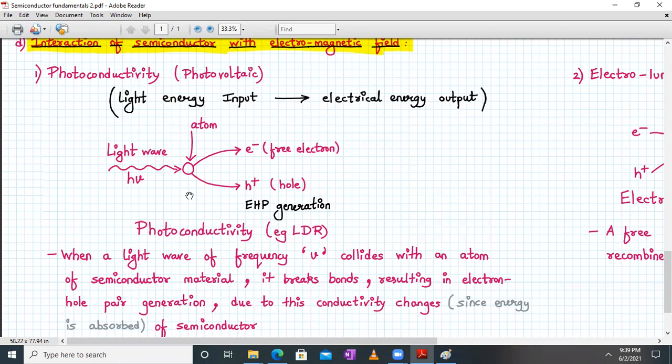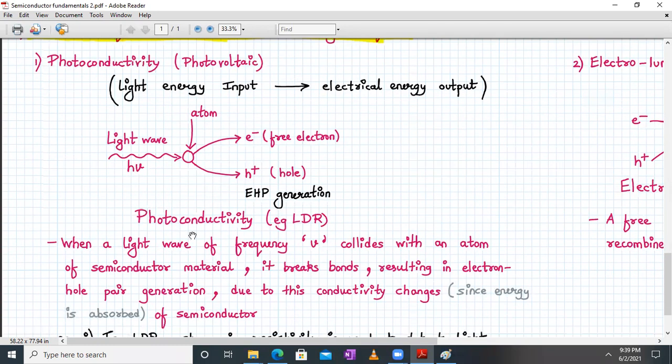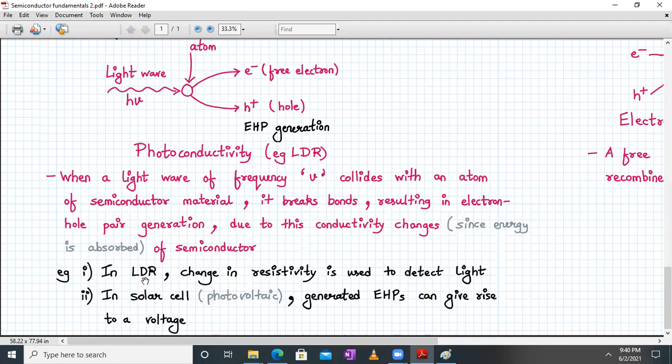Whenever a light wave of a particular frequency collides with an atom, let's say a silicon atom of a semiconductor material, it will break the bond, resulting in electron-hole pair generation. So you will have a free electron and a free hole. Due to this, the conductivity of the semiconductor material changes, since light energy is absorbed and gives away an electron-hole pair. An example of this is the LDR, the light dependent resistor, where the change in resistivity is used to detect light.